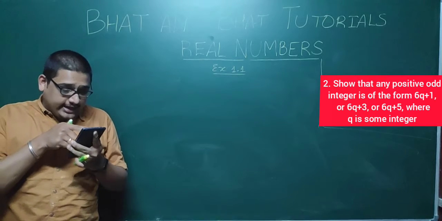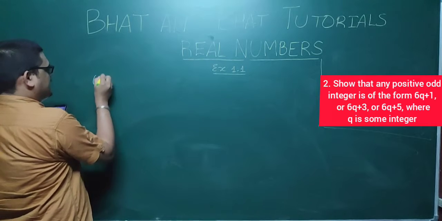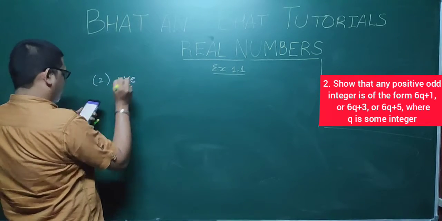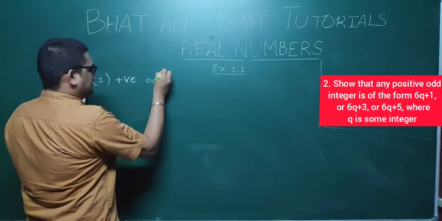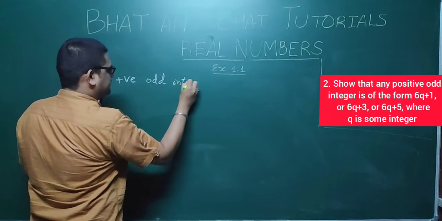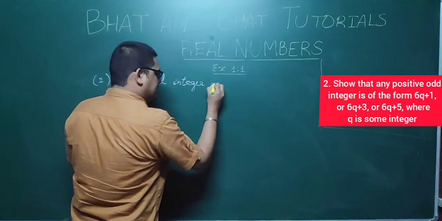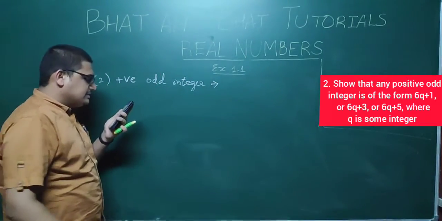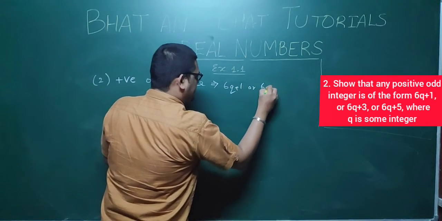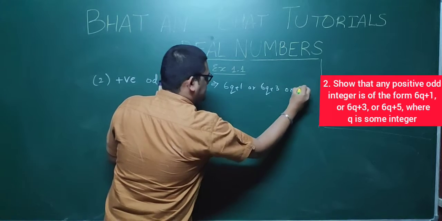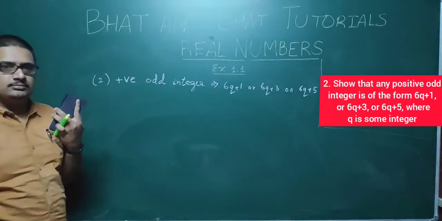So it says any positive odd integer. So what should be my first idea? They said positive odd integer, right? They are saying in the question that a positive odd integer can be represented in the form of 6q plus 1 or 6q plus 3 or 6q plus 5. This is what you have to show.